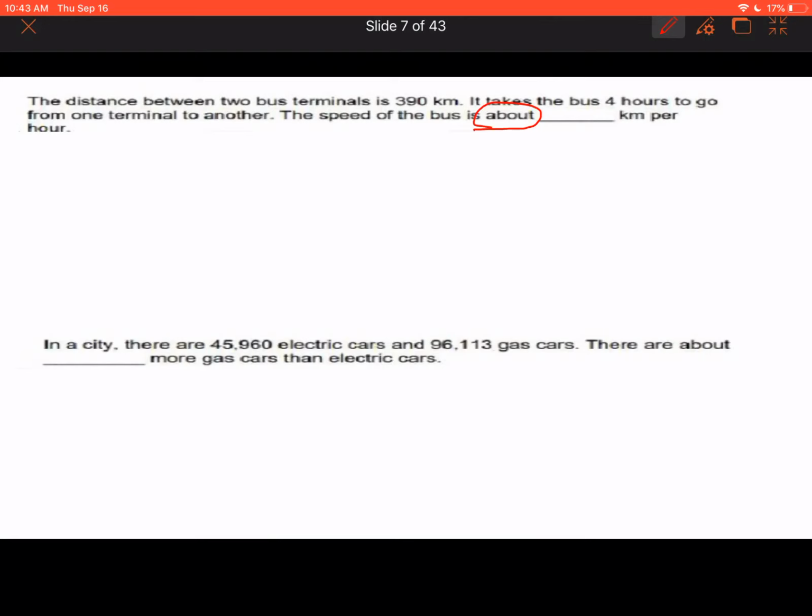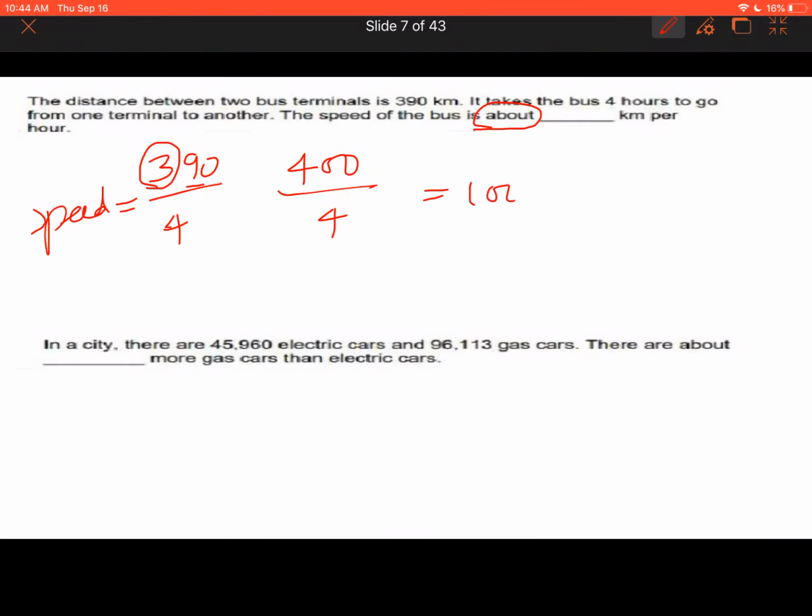Okay, so speed is given by 390 by 4 hours. This is going to give you the speed, distance by time. So we have to find the speed for 1 hour. First we will approximate. We are going to round to the hundreds place, so we check the tens value. It is more than 5, so we round up the hundreds value. It becomes 400. 400 by 4 is equal to 100 kilometers per hour. This is going to be the answer.